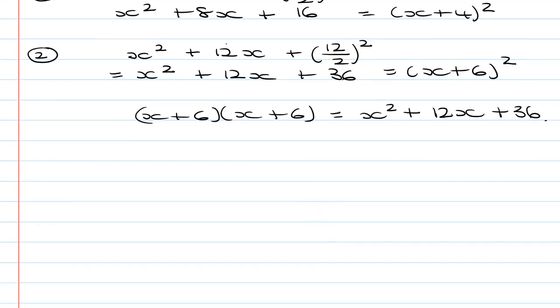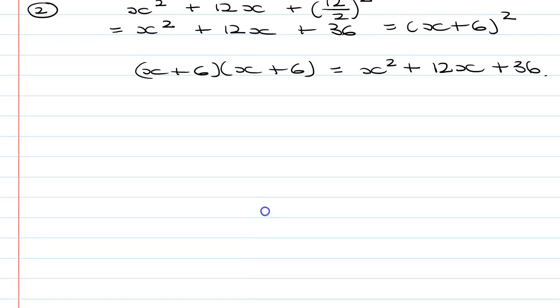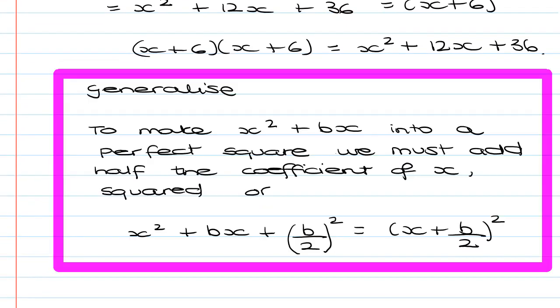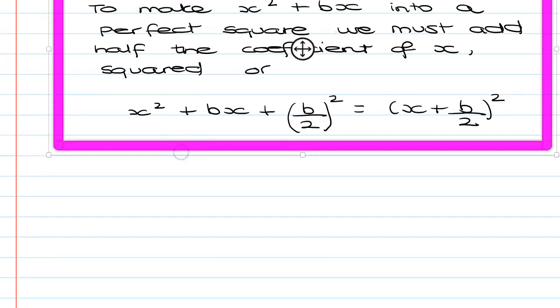Now I'm going to generalize this and place it in a purple box for you to copy down. So you can see I've actually shown that this is half the coefficient of x, squared, and that's what we need to add. That's the term we need to add to this expression to make it a perfect square. And over on the right here, this is now factorized to be a perfect square. So hopefully you can use that rule.